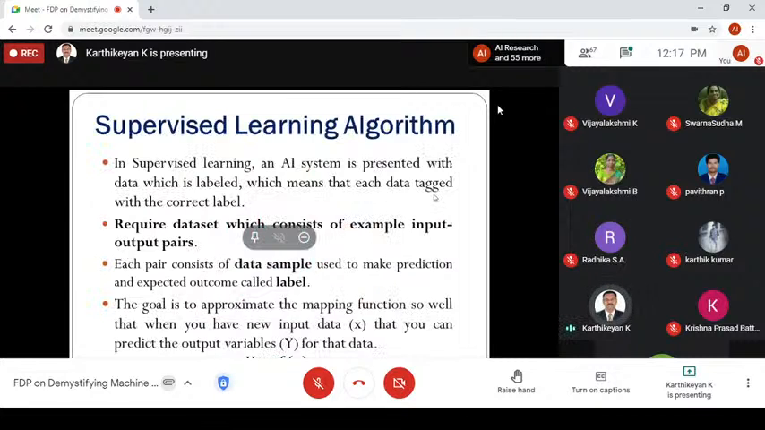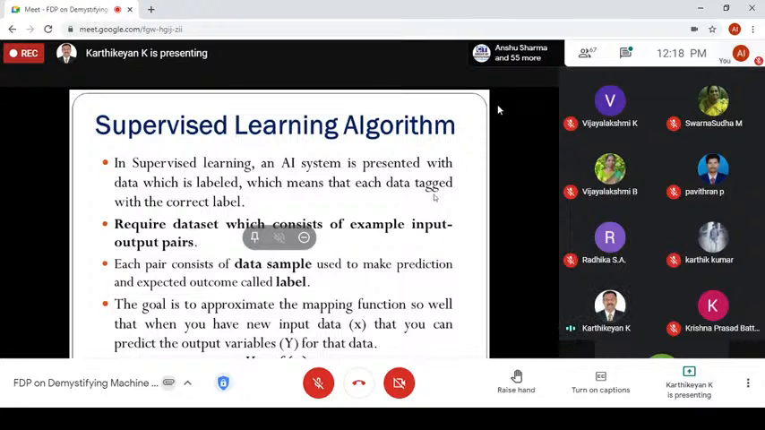Right, now I am going to explain each and every learning algorithm, I mean the main classifications of the algorithms. Let me start with the supervised learning algorithm. A supervised learning algorithm is a system which is given a label. As I told you earlier, it is given a label. So each and every data sample is tagged with the correct label.